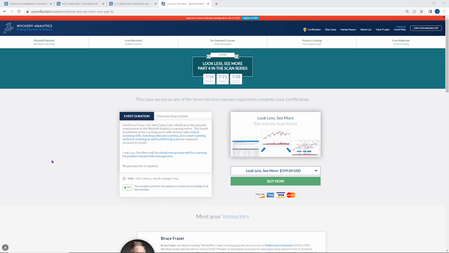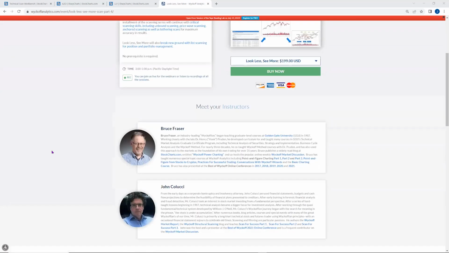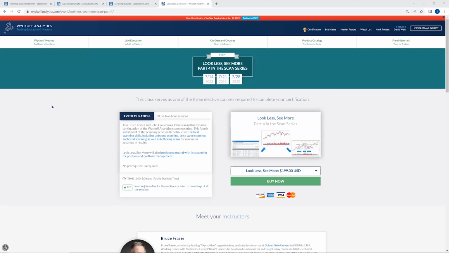Well, Scan 4 is focused on a concept of looking less, seeing more. For the busy folks out there, you really get the opportunity to hone in on what you want to see, and we're going to show you how to look for that. So that's coming up, as Professor Bruce mentioned. Of course, we're hosting that in July. Let's take a look at a real simple scan that embraces some of the concepts we're going to talk about in the Look Less, See More scan series.